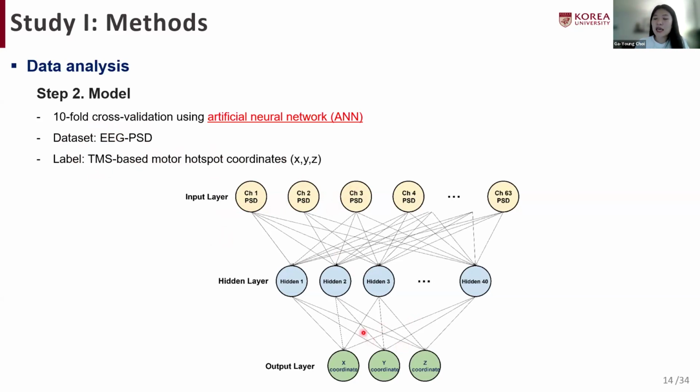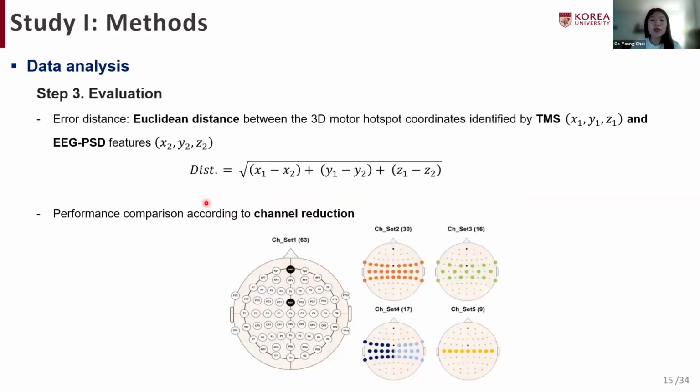And finally, the ANN model output the XYZ 3D coordinates of the motor hotspots predicted by EEGs. We calculated the Euclidean distance between the 3D motor hotspot coordinates identified by TMS and by EEG PSD features to quantitatively estimate the error distance of our EEG-based motor hotspot identification approach. The data analysis was independently performed for each of the 6 EEG frequency bands to investigate the optimal features.